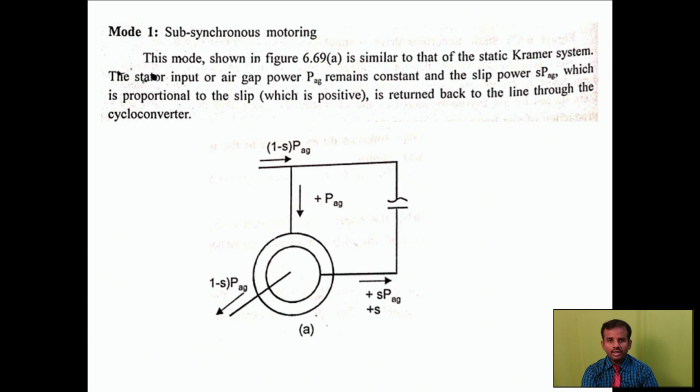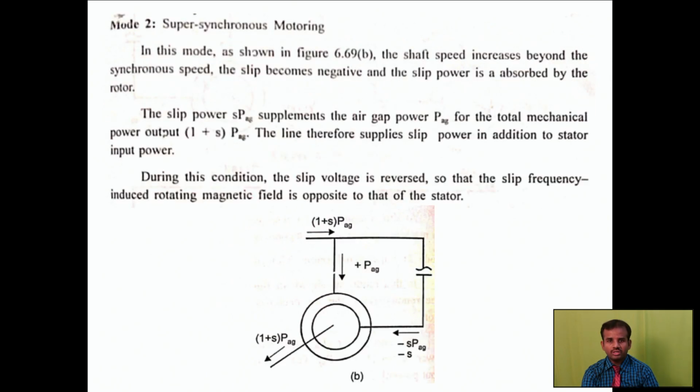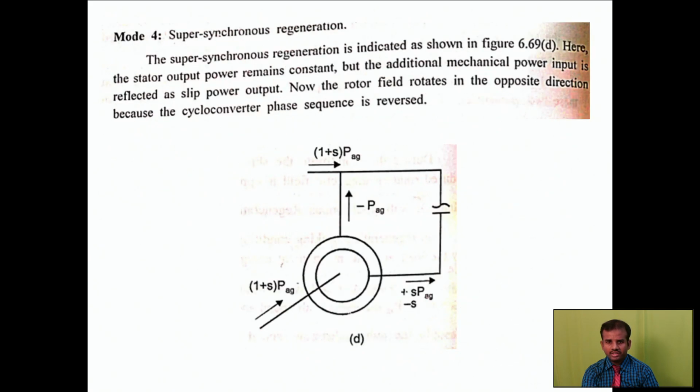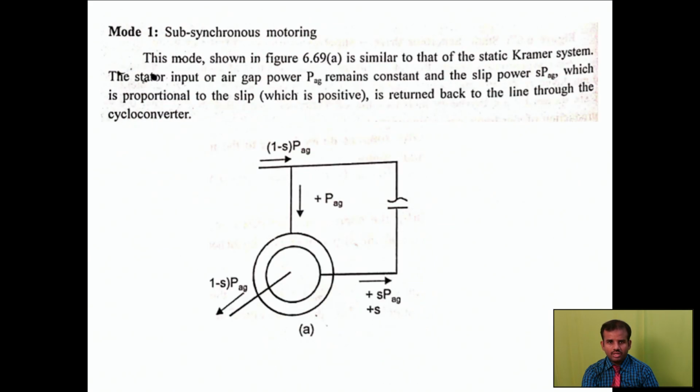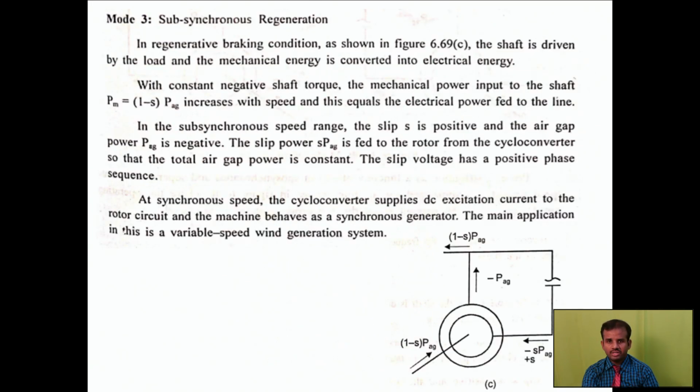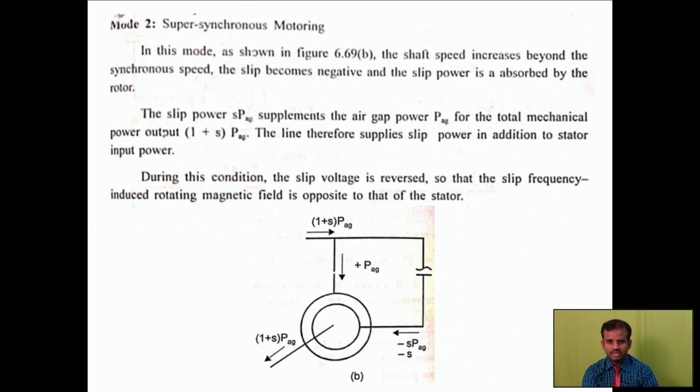So this is mode 1. Mode 1 is the subsynchronous motoring, and mode 2 is the super synchronous motoring. Mode 1 and mode 2 act as motoring modes, and mode 3 and mode 4 are regeneration modes. Mode 1 is subsynchronous motoring, mode 2 is super synchronous motoring, mode 3 is subsynchronous regeneration, and mode 4 is super synchronous regeneration.